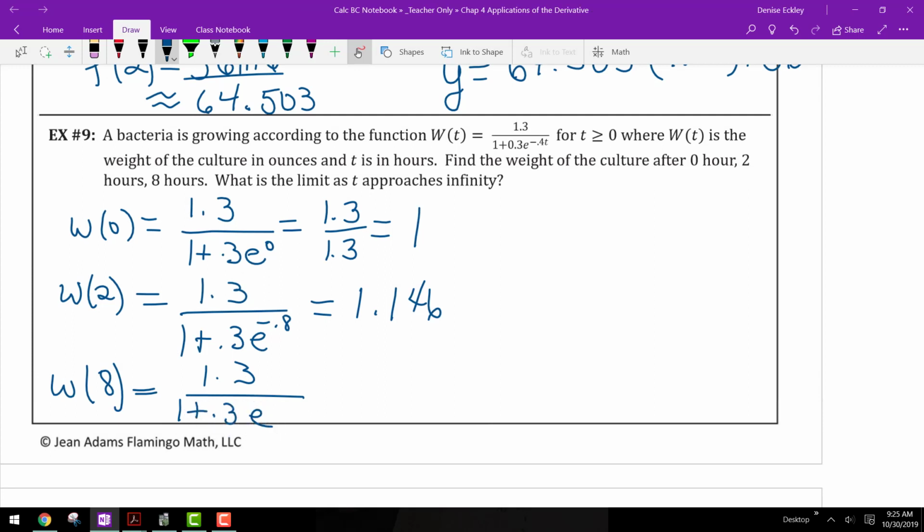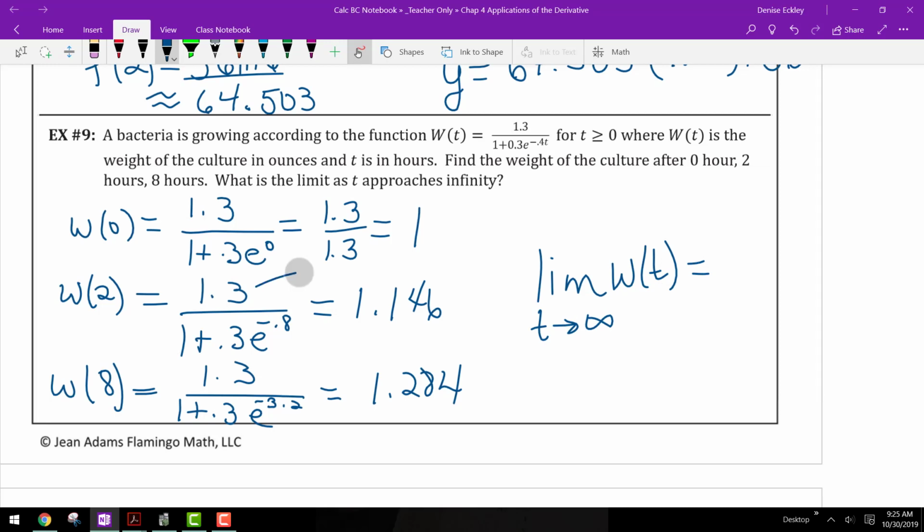e to the negative 0.4 times 8. So that's going to be negative 3.2, and that's going to equal 1.284. So what we see happening is that the limit as t approaches infinity of w of t is going to be our limiting value, which is the value on top of the fraction for a logistic function. That's your upper bound, which is 1.3.